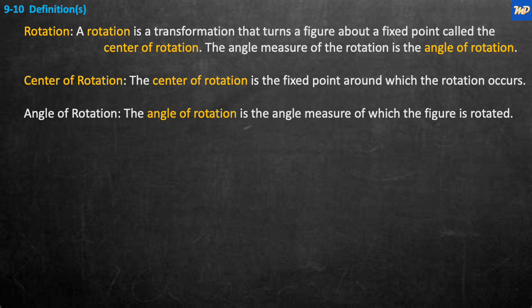Okay, let's start with some definitions. A rotation is a transformation that turns a figure about a fixed point called the center of rotation. The angle measure of the rotation is the angle of rotation. The center of rotation is the fixed point around which a rotation occurs. It's like holding it with your finger and spinning it, right? So it'll go around that point. The angle of rotation is the angle measure by which the figure is rotated. So if you start rotating about point A, for instance, and you pull it 90 degrees, that's an angle of rotation of 90 degrees.